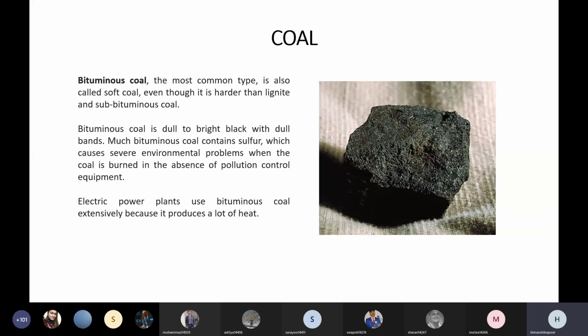Since it has larger quantities of sulfur, when this type of coal is burnt, it will produce environmental pollution. It will release sulfur oxides into the air, and many of the electric power plants use bituminous coal because it has the high energy density.